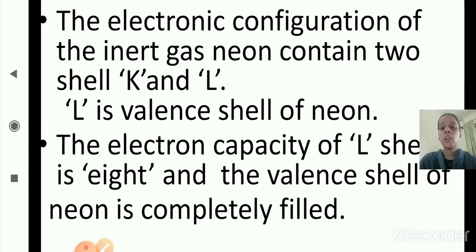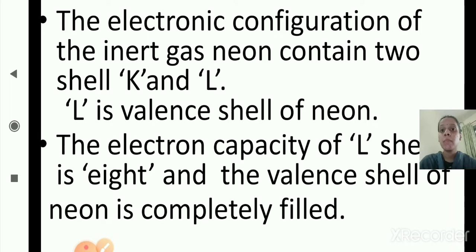So in the neon atom, as we have studied earlier, there are two shells, K shell and L shell. L is the valence shell of neon, because in the neon atom there are two shells, K shell and then L shell. So which is the outermost shell now? L shell. So L is the valence shell of neon.